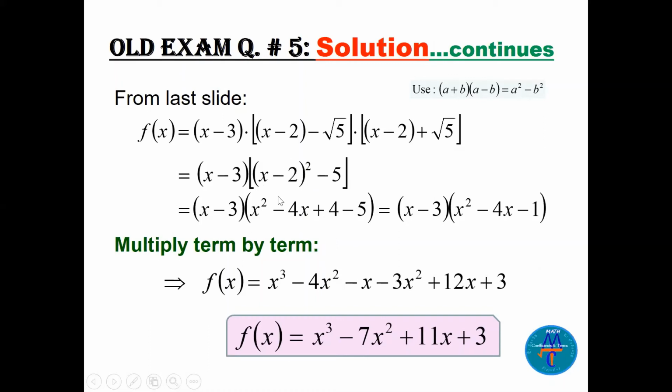X minus 2 squared will be x squared minus 4x plus 4. And there is minus 5, which will be minus 1. So x minus 3, x squared minus 4x minus 1. Let's multiply now term by term. X with the squared, x with the x with the number, etc. 3 with the x squared plus 12 plus 3. When you add everything, this is the function. X cubed minus 7x squared plus 11x plus 3.